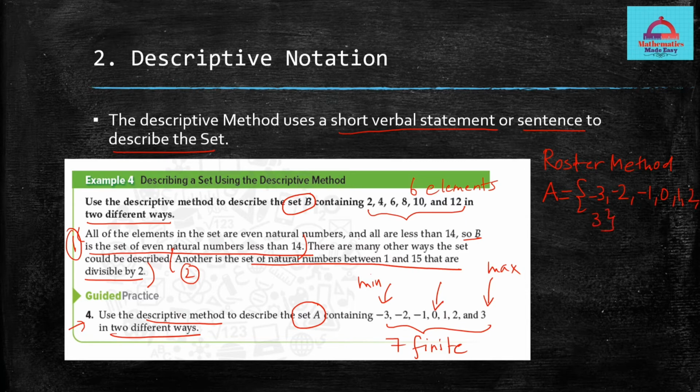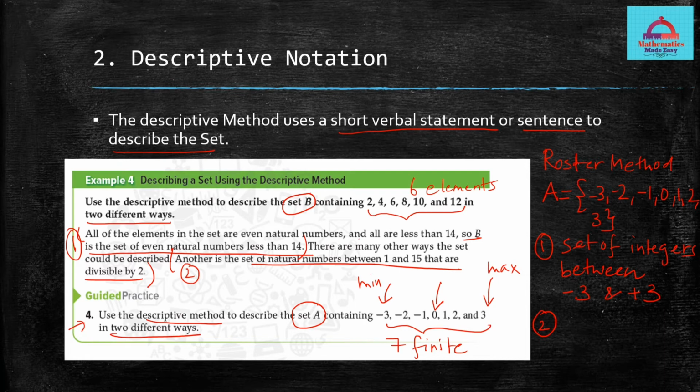So we separate with commas and put them in the curly brackets. So the first way in which I can describe, I have already seen, this is the set of integers between -3 and +3. So that can be one way in which we can describe the set, and there can be more than one way. So I'm going to write one more way to describe the set.